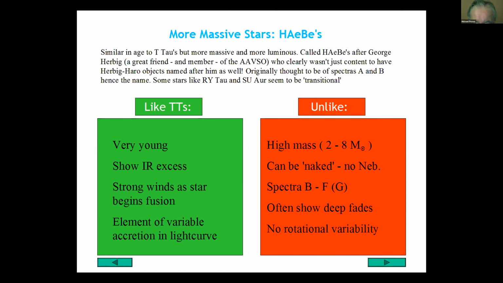What they don't show is any rotational variability due to star spotting. Now, whether that's because for some reason they don't spot, or, what is more likely, because the actual surface is going to be brighter, the star spots simply aren't visible because there just isn't the contrast there. So that's how they differ, but they're all young stars. This is the important thing.